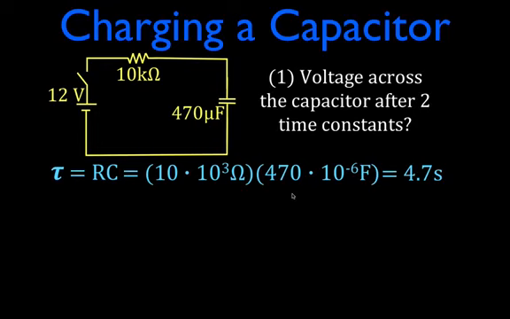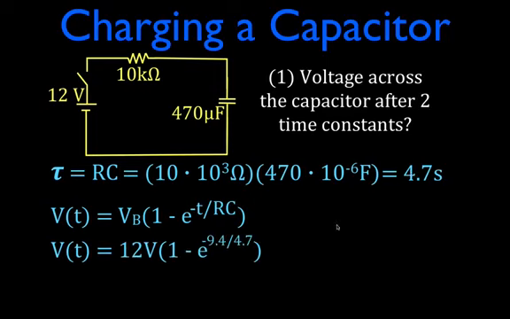We want to know after two time constants. Okay, now I'm just going to get out the equation we use to calculate the voltage with respect to time. It's just the voltage of the battery times 1 minus e raised to the power of minus t over RC. RC is our time constant, that's 4.7 seconds. We want to know two time constants. Now, two time constants is obviously going to be 9.4 seconds.